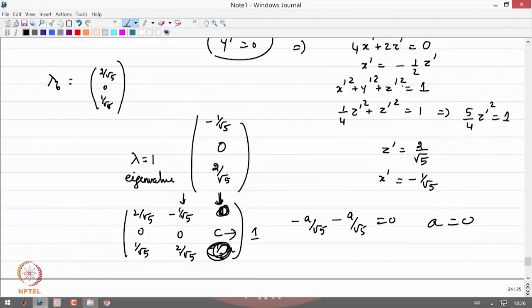Therefore you see, when you have degenerate eigenvalues, it is important to go one step at a time. Calculate the first eigenvector, then find out what are all the variables that you can fix one at a time, and ensure that the eigenvector is orthogonal to the already determined eigenvector. In this case it is a 3 by 3 matrix, therefore we are very easily able to say that c has to be 1 and these two have to be 0.